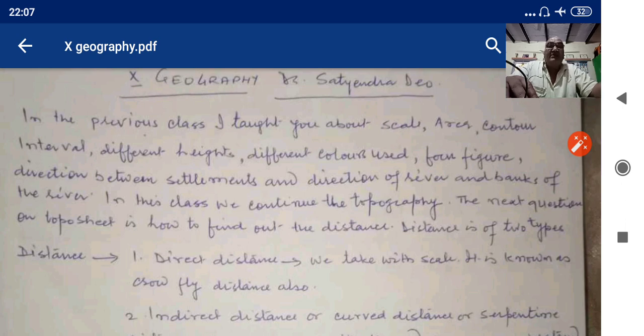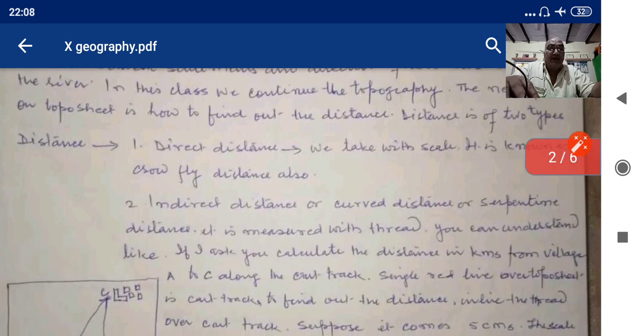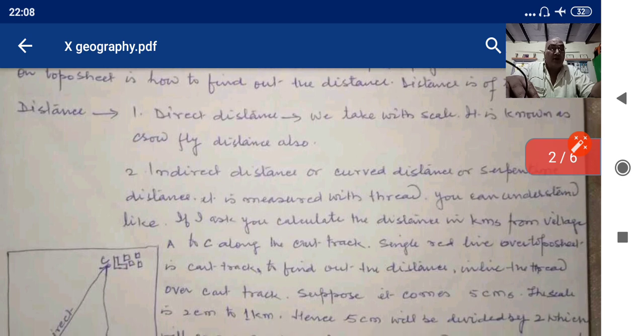The distance is of two types. Number one, direct distance, we take with scale. It is known as crow fly distance also. Number two, indirect distance or curved distance or serpentine distance. It is measured with thread.